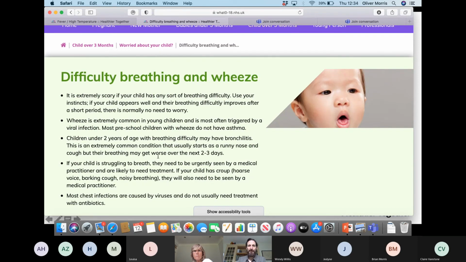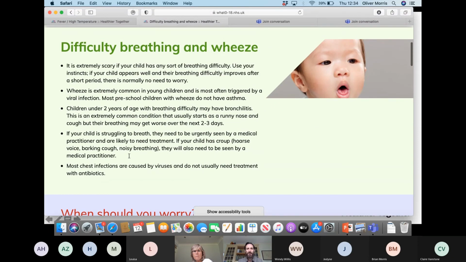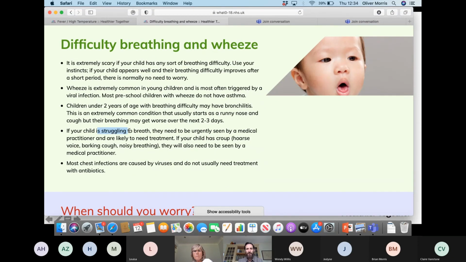So, similar sort of layout: what you can expect, what's normal, pointing out that under 2 years of age it may well be bronchiolitis and what they can expect about that. The emphasis is really about struggling to breathe or features of croup. That's probably when it's most useful for them to be seen by us. But we're just reiterating that most of these respiratory tract infections and even chest infections are viral and are not usually going to need or benefit from any treatment or antibiotics.